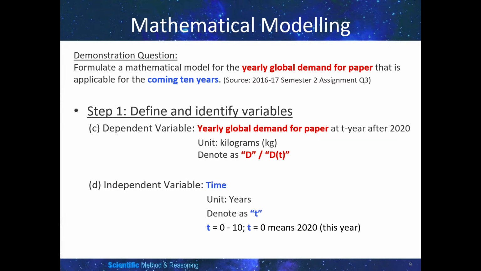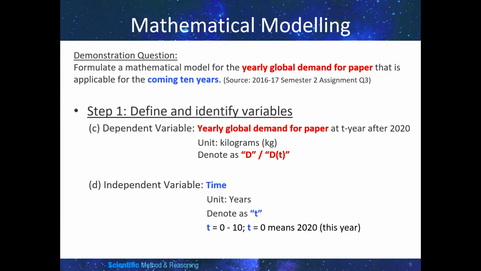Then we will need to identify the dependent and independent variable. The dependent variable, usually on the y-axis, here is yearly global demand for paper at T year after 2020. The unit is kilogram, and it is denoted as D. Make sure that you have stated your unit. So here the unit is kilogram. And then you will need to also clearly denote your variable. Here, the demand for paper is D.